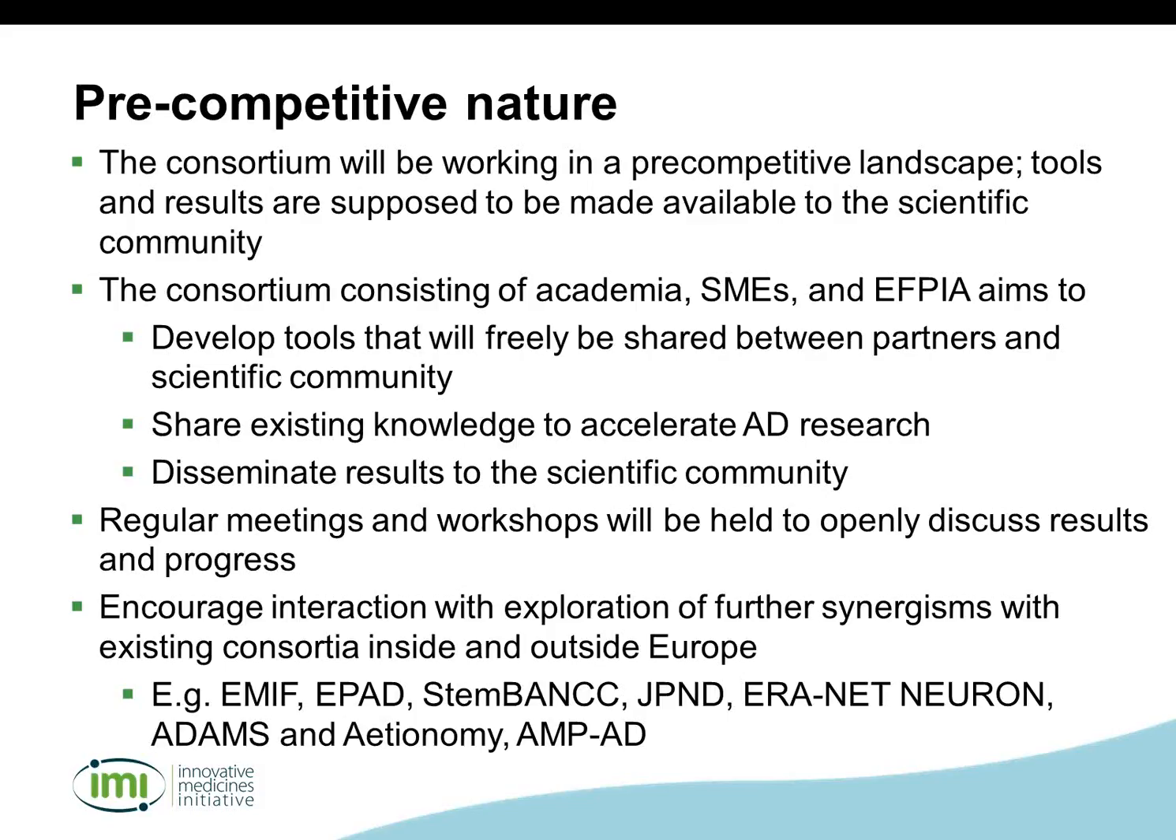The consortium will include academic institutions, small and medium enterprises, as well as EFPIA companies. And we want to develop tools that are freely shared between the partners and the scientific community. What we want is to share existing knowledge to accelerate Alzheimer's disease research, and we want to disseminate the results to the scientific community. And this is very important. The whole thing should be a collaboration, and really here we want to achieve the 1 + 1 = 5.